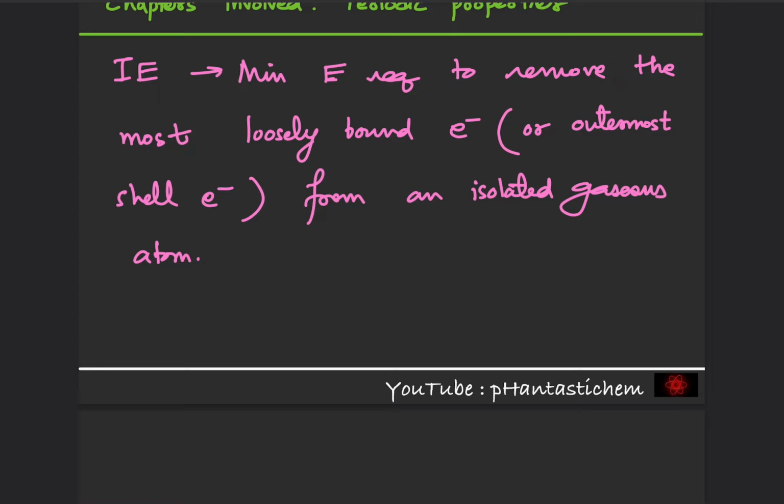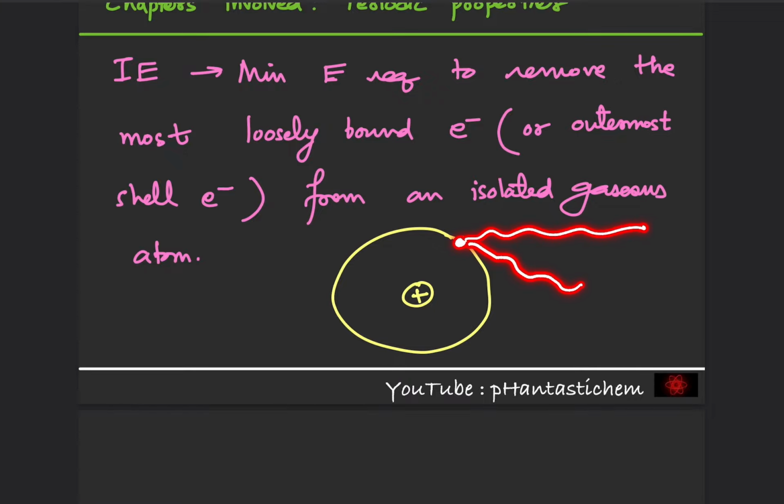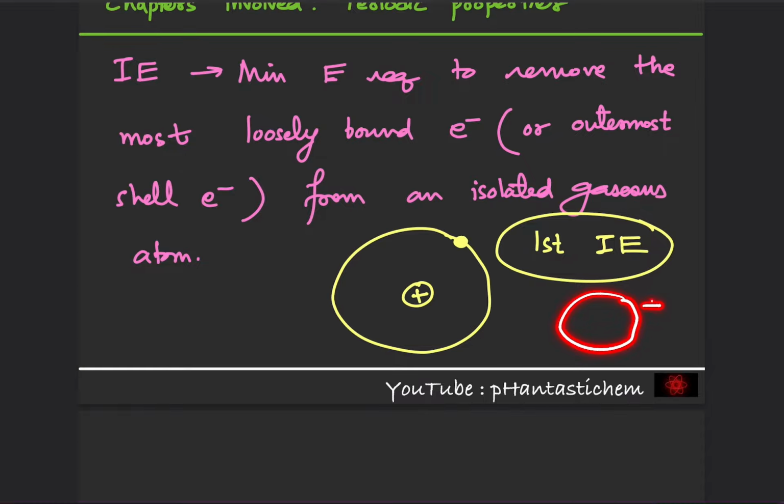With respect to a diagram, let us say that we have this as the nucleus, and an electron which is present at the outermost shell. How much energy are we supposed to give to this electron so that it goes out? That energy is known as the ionization energy or ionization enthalpy, or the first ionization enthalpy. What will be the second ionization enthalpy? After we have knocked this electron out from a gaseous atom, we will be left with a cation. How much energy will be required to knock an electron out from the cation? That will be known as the second ionization energy.